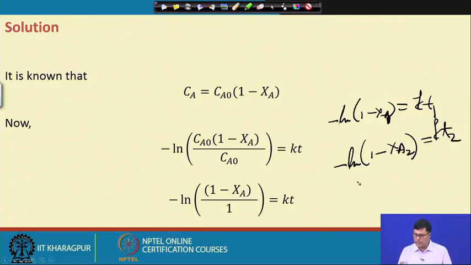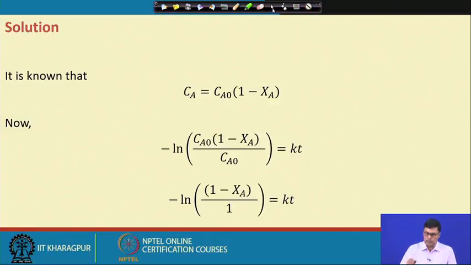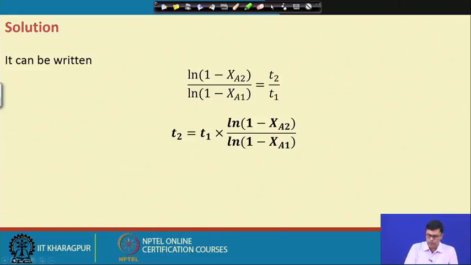Now, if you take the ratio T2 by T1, how can we write it? Minus ln(1 minus x2) by minus ln(1 minus x_A1). This is exactly what we get here, and then we have the expression for T2.